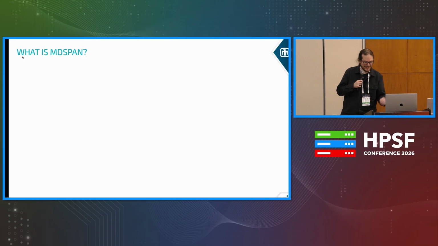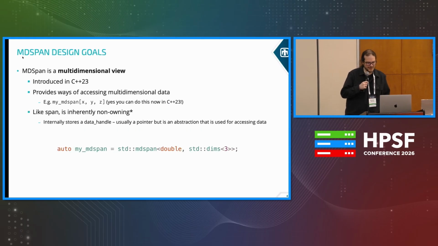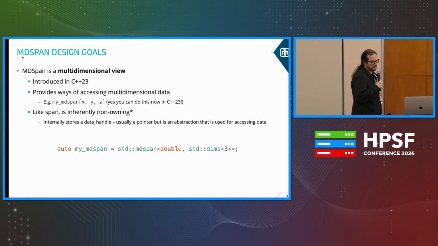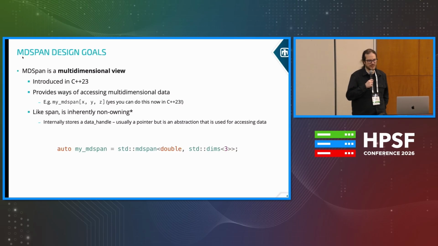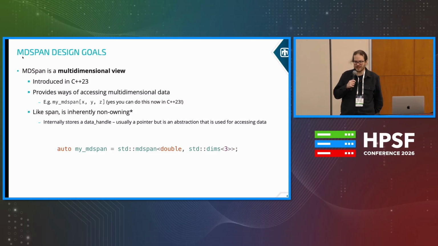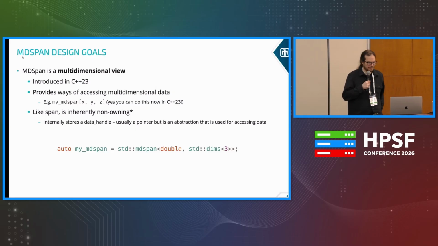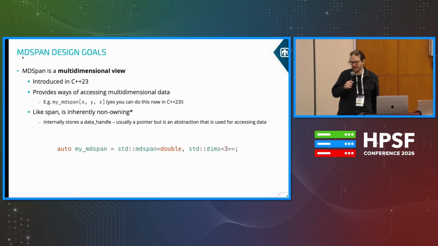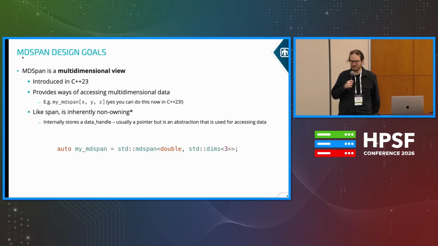So in the words of my good friend and someone who helped me with this presentation, Jakob, mdspan is the goat of multidimensional array views. So what do I mean when I say multidimensional array views? Well, the multidimensional part is easy. A view, on the other hand, is a non-owning data structure. So you can think of it as having a pointer that points to some area of memory, and you can copy this in a very lightweight manner without having to incur the cost of copying large data structures. So mdspan was introduced in C++23. So it's a couple of years old at this point.